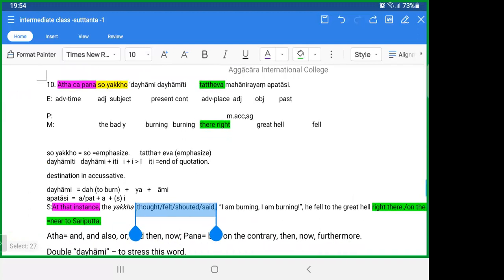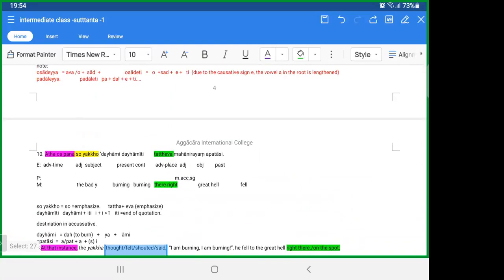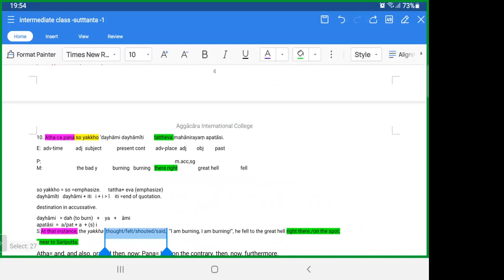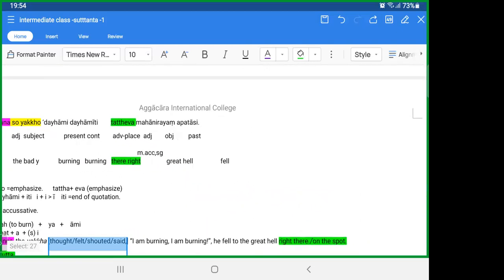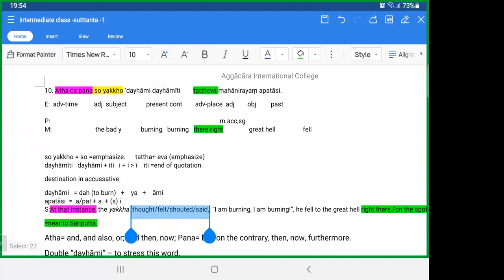I think it's interesting that you learn this way. So that means we can say it's an adverb, a degree of opinion, an adverb that suggests opinion. Can we say for the thought, felt, shouted? Oh no, this phrase is a verb by itself. It's the verb of what the yaka does. So the yaka was feeling burning, or he was thinking or whatever. So we don't have a degree here.